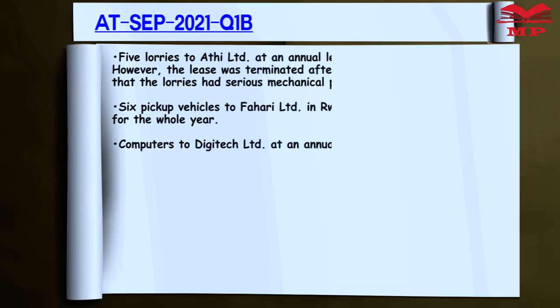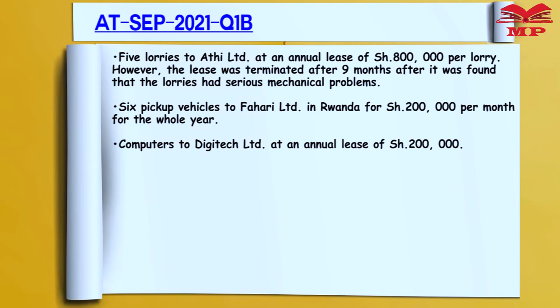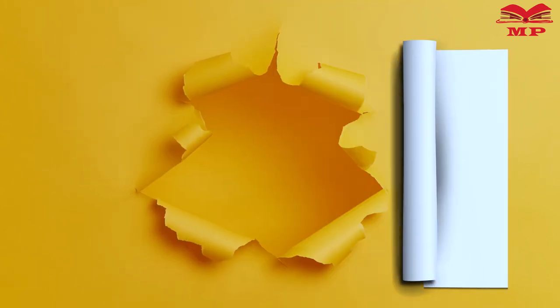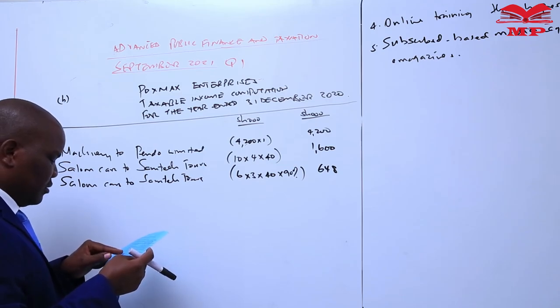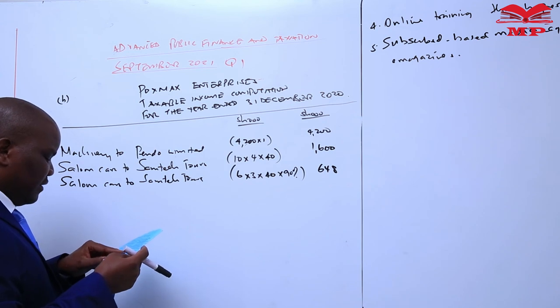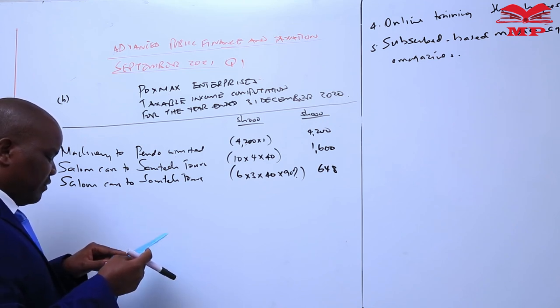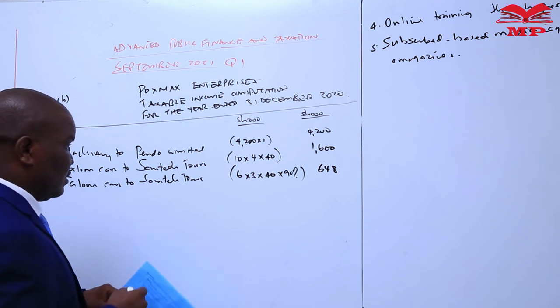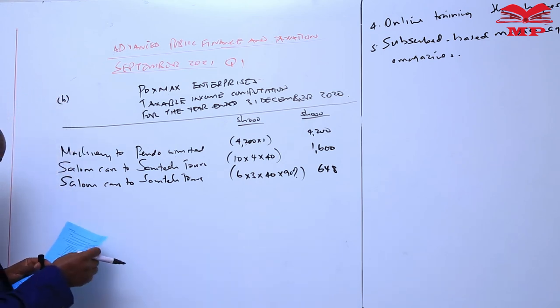4, 5 lorries to Athi Limited at an annual lease of 800,000 shillings per lorry. However, the lease was terminated after 9 months after it was discovered that the lorries had serious mechanical problems. So let's understand this. There were 5 lorries leased out to Athi Limited at an annual lease of 800,000 shillings per lorry, meaning the total lease rental for the whole year would be 5 by 800,000 shillings. But then we are told this was terminated after 9 months after it was discovered that the lorries had mechanical problems. So we do it like this.